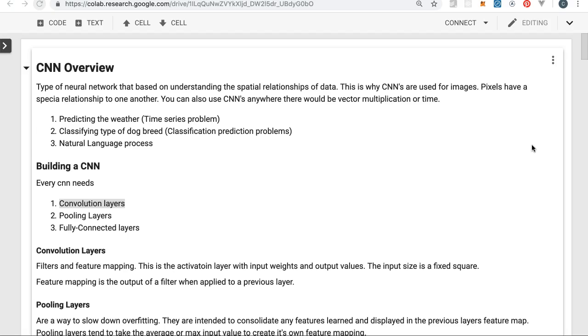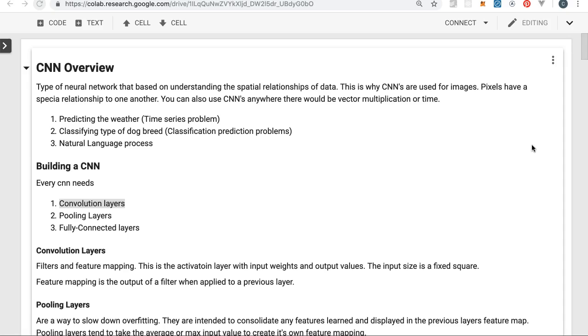Now, CNNs are notorious for image classification, whether it's for dog breeds, handwritten numbers or handwritten letters, or whether it's dog versus cat. They're just notorious for that. And the reason why is because CNNs are really good at understanding the spatial relationship of data, which is a high level way of saying that CNNs are basically just all vector multiplications.